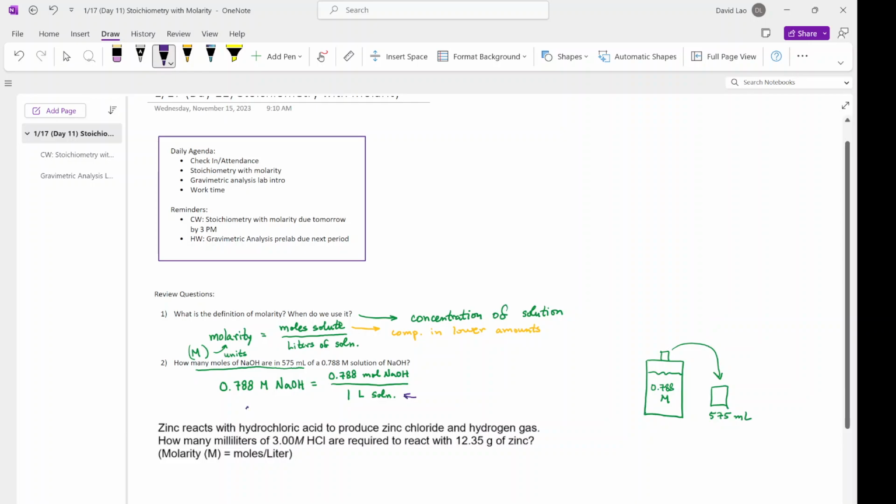Because the units on the bottom here are in liters, we probably have to convert the milliliters. Actually, instead of doing it by mental math, I'll show you the conversion. Instead of working with milliliters, we want to work with liters. So there's 1,000 milliliters per 1 liter, and this is 0.575 liters.